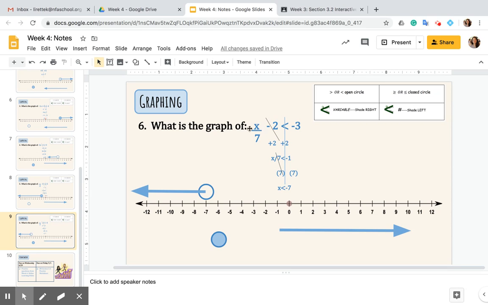So again, to recap, your variable has to be alone before you can graph. To do that, you do the inverse of the operations you see happening to the x. Always take care of what's furthest away first before you take care of what's touching. Use the table in the corners to help you do your graph.